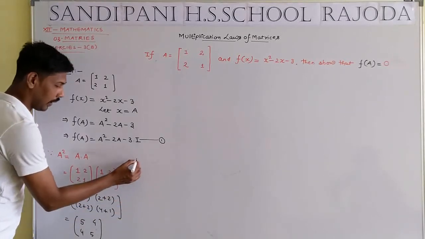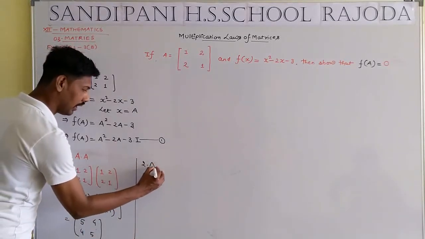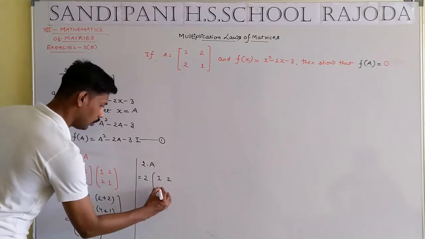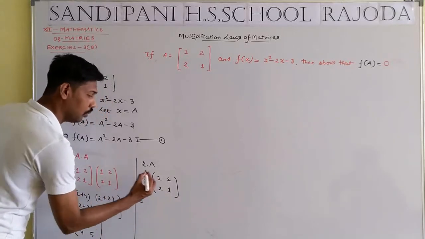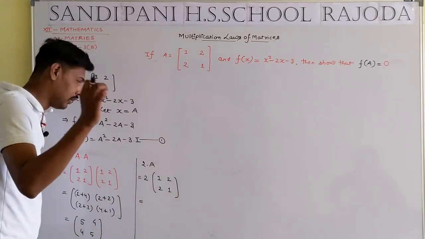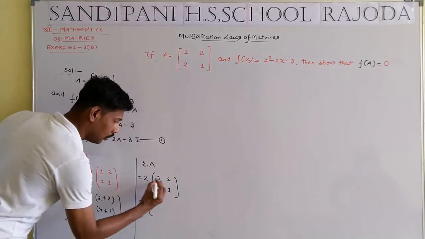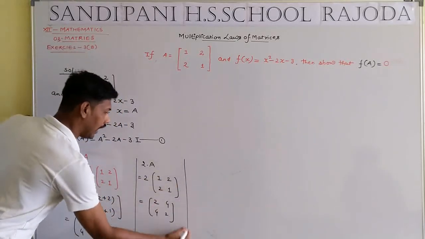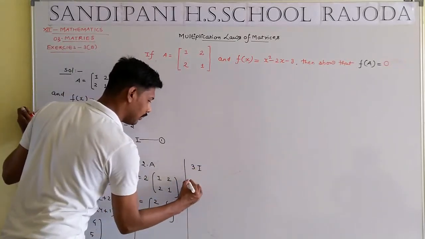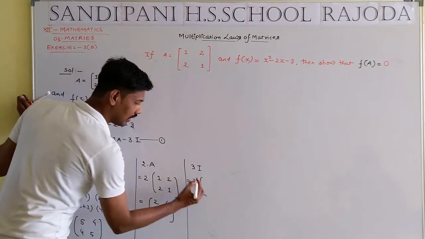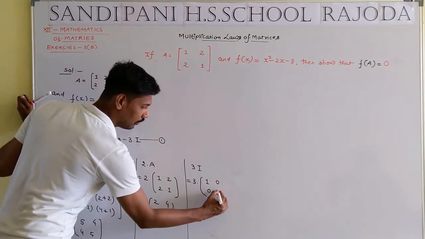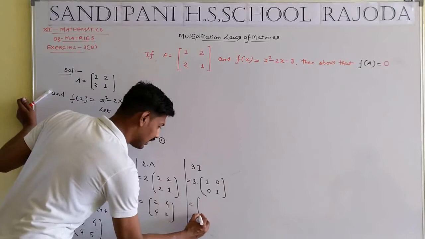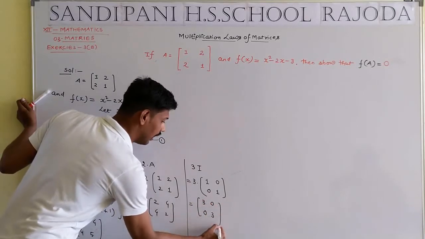Now 2 into A. What is the meaning of 2 into A? That means 2 into [1 2; 2 1]. 2 is multiplied by each element of the matrix: 2 ones are 2, 2 twos are 4, 2 twos are 4, 2 ones are 2. Now time for 3I. What is the meaning of the 3? In the case of the I, this means the diagonal matrix [1 0; 0 1]. 3 multiplied by each element of the matrix gives [3 0; 0 3].